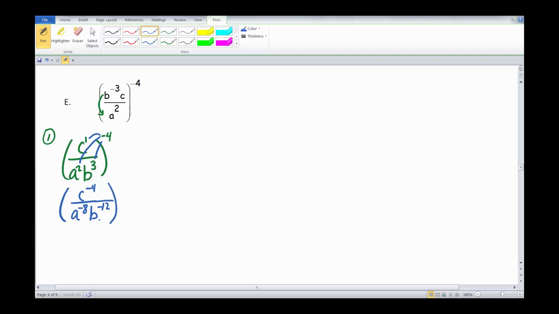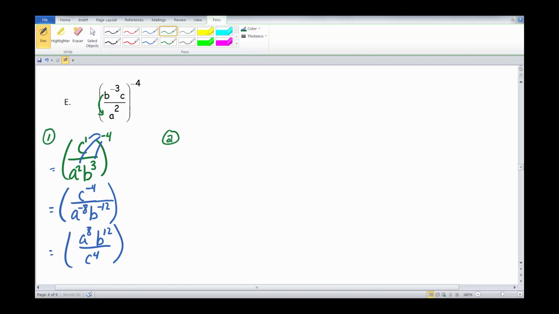Now that we have our negative exponents, what we can go ahead and do is place those where they appropriately belong. And so when we do that, we end up with a on top to the 8th, b on top to the positive 12th, and taking that c on top that has a negative exponent and throwing him on the bottom, now making him a positive exponent. So this would actually be our simplified version for E. But again, that is one route that you can take. Let's go ahead and look at maybe method 2.